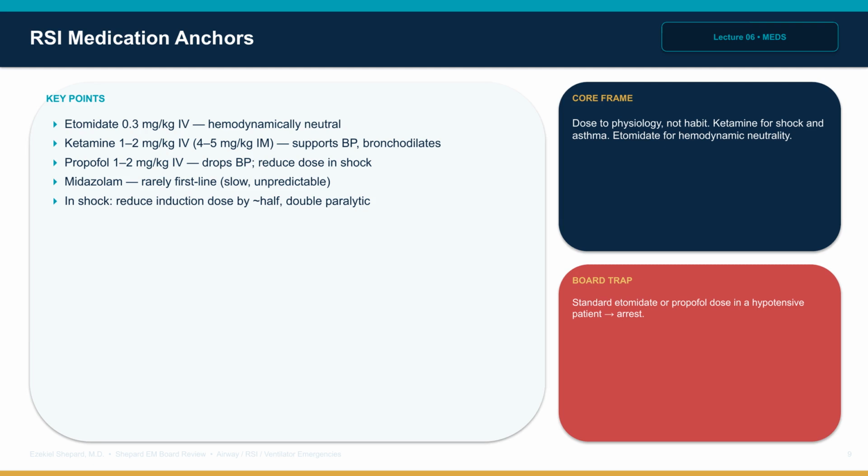Propofol is 1 to 2 milligrams per kilogram intravenously, with dose reduction in shock because it drops blood pressure. It is preferred in the hypertensive patient or the actively seizing patient. Midazolam is rarely first line for RSI because of slow onset, blood pressure drop, and unpredictable hemodynamics. The principle is to dose to physiology, not to habit. In shock, reduce the induction dose by roughly half and double the paralytic dose.